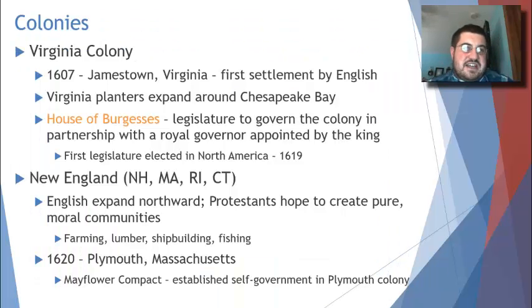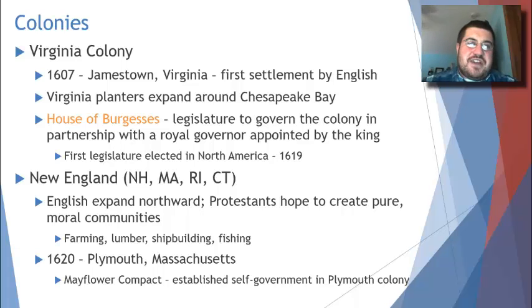So the colonies, Virginia is basically the most important colony. It's where the English first settled in 1607 at Jamestown, just recently had their 400th anniversary there. The Virginia planters basically located around Chesapeake Bay because it's a reliable body of water. And in order to govern themselves, they formed the House of Burgesses, which is the legislature that is appointed to govern the colony in partnership. They have a royal governor that's appointed by the king, but it's important because it's the first legislature that's elected in North America for the purpose of self-governing, with a little bit of help from England with the royal governor, but they're governing themselves over here in America.